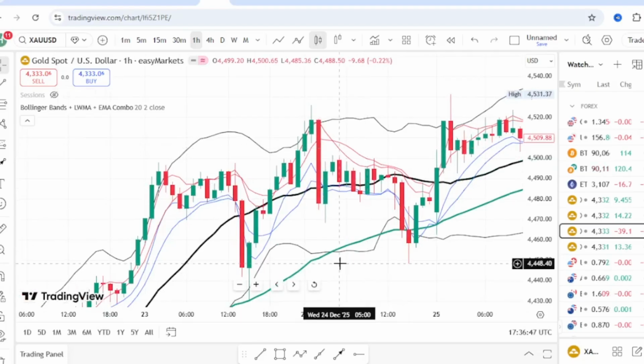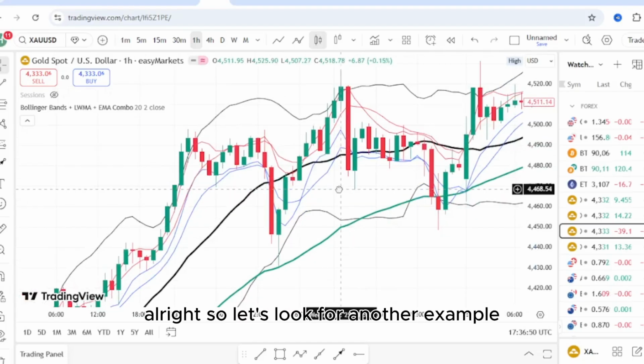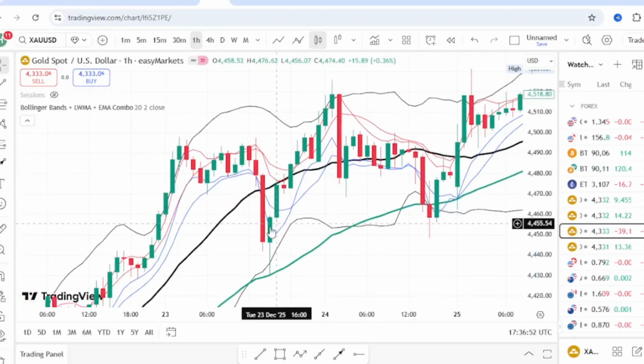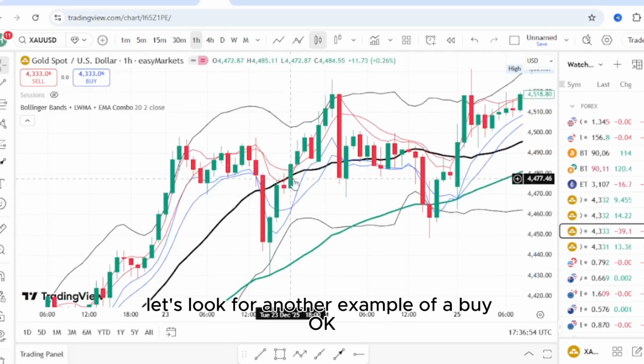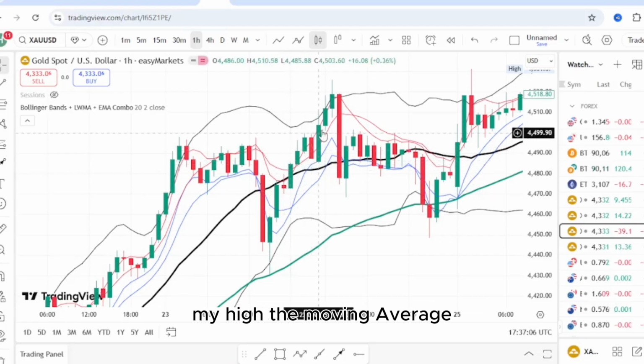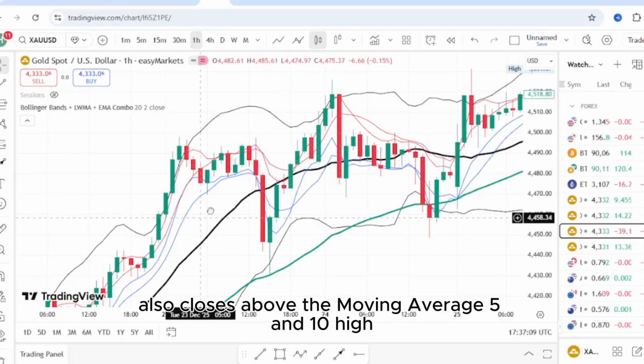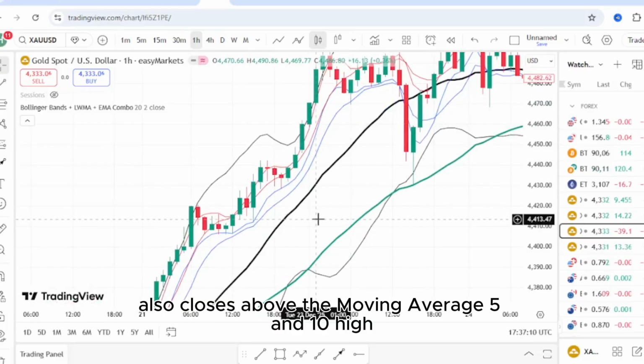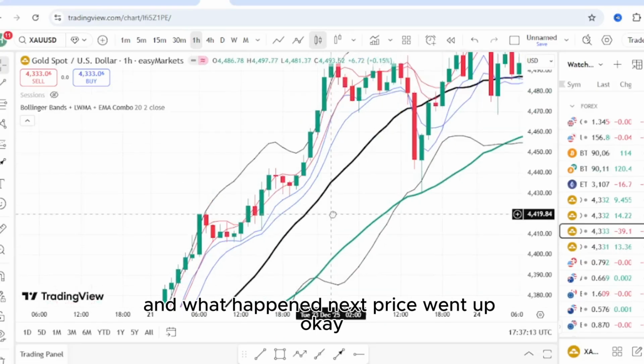Let's look for another example of a buy. Okay, this is another example. Price broke the mid BB and also closed above the moving average 5 and 10 high. And what happened next? Price went up.